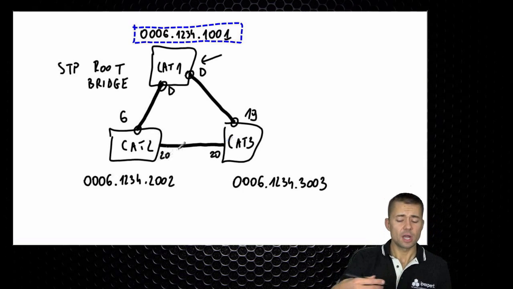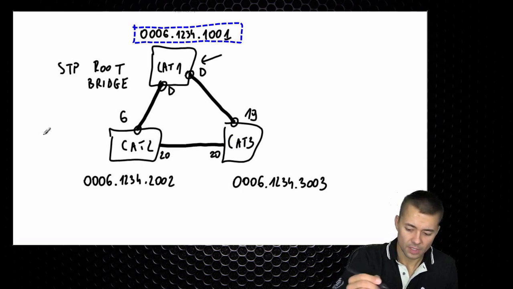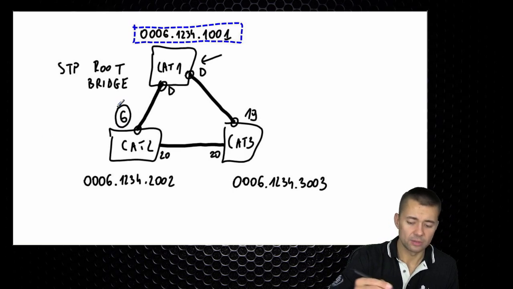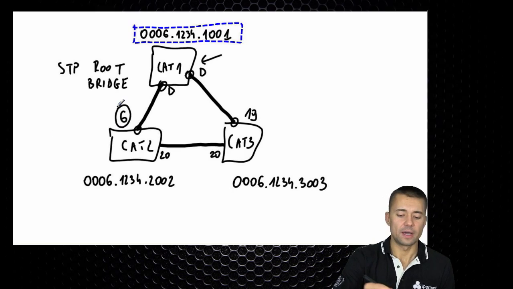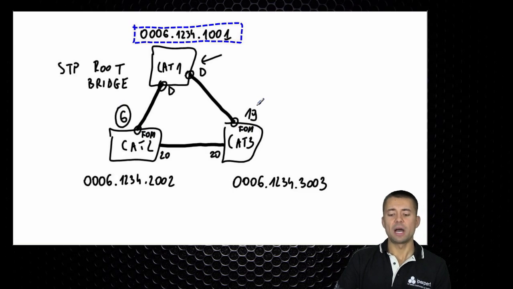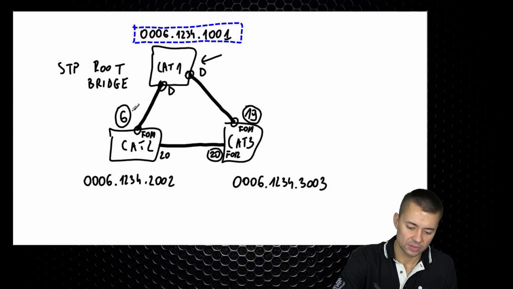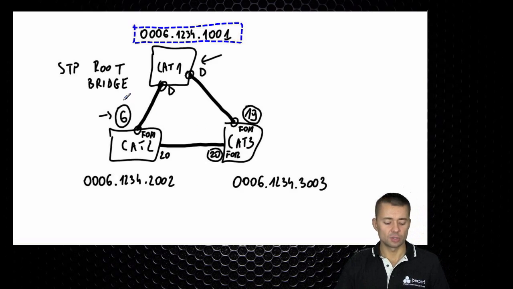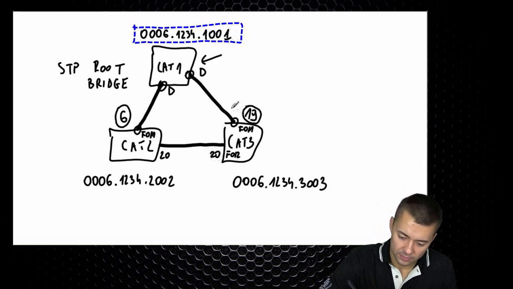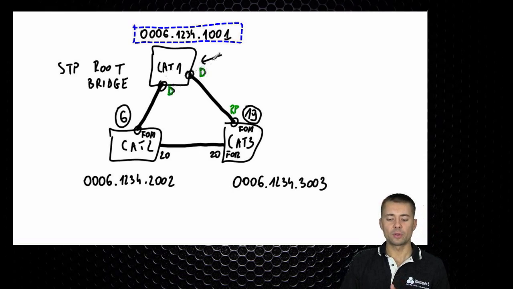So if you think about the cost toward the root bridge in this topology here, Cat2 says my cost to get to Cat1 is 6 via this link, FO1. Cat3 says my cost via FO1 is 19, but via FO2 is 20 plus 6, which would be 26, so this is higher than 19. I will be using this FO1 as my root port. So this is the root port on Cat3.